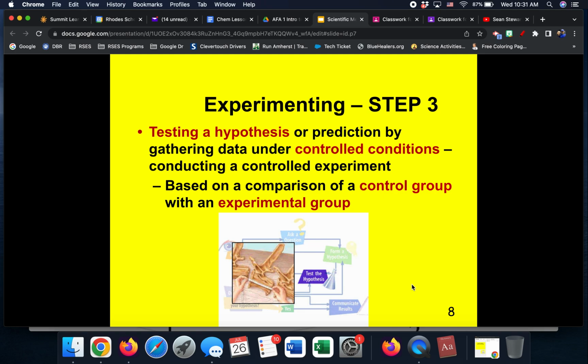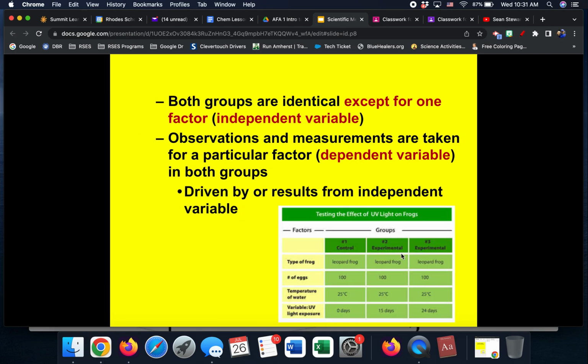Step 3 would be experimenting. You actually test your hypothesis, and you have to do this under controlled conditions, where you have one group that's a control group that you're comparing things to, and the experimental group that you're changing one situation with, which we'll get more detail on here.